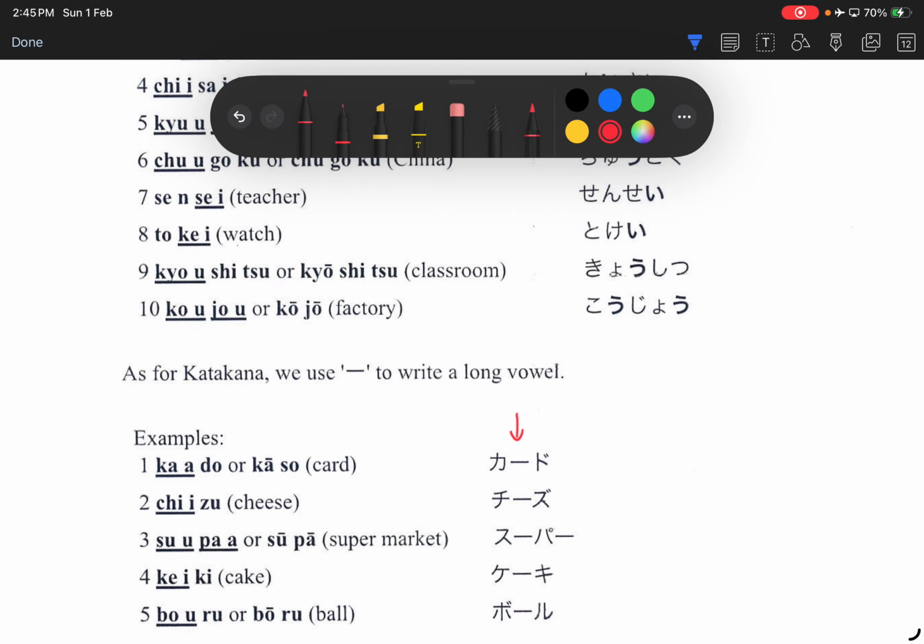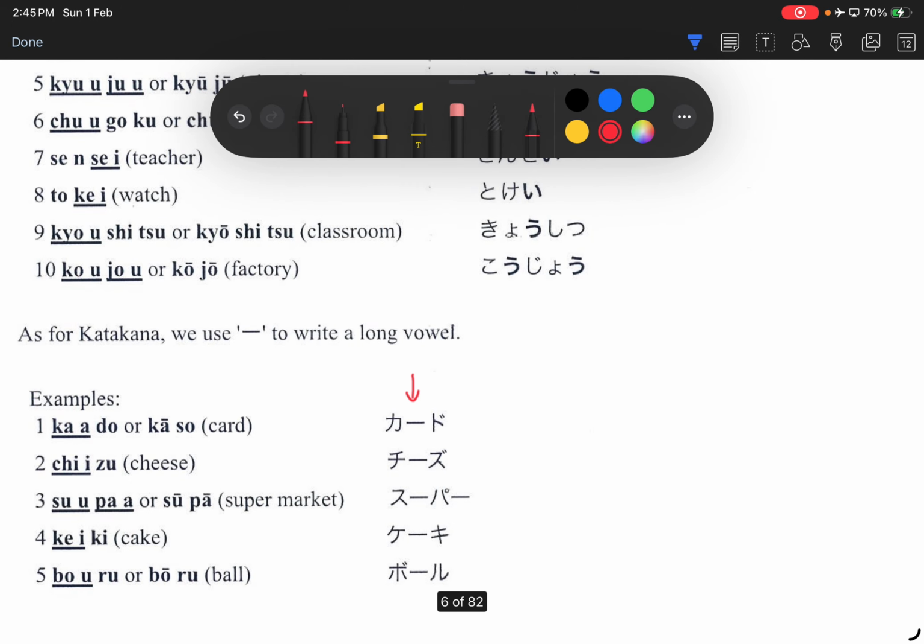Then for the contracted consonant, for example, KYU, in hiragana we write it like this. For katakana, same thing, we write KY and then U. This is KYU in katakana. So the contracted sound is exactly the same format as in hiragana. For long vowels, we represent the long sound with a dash, a hyphen.